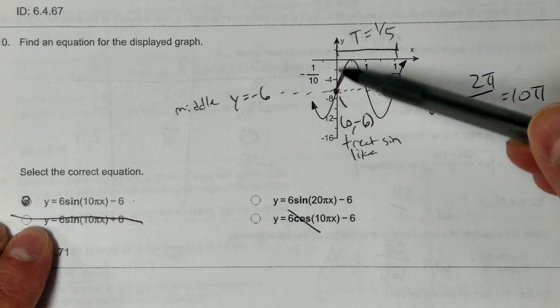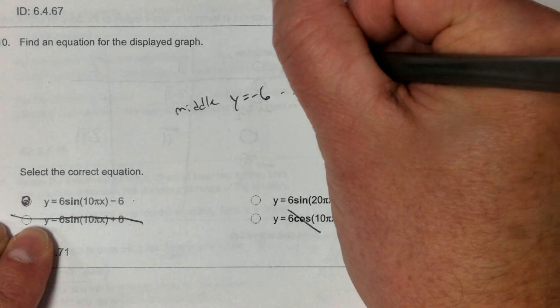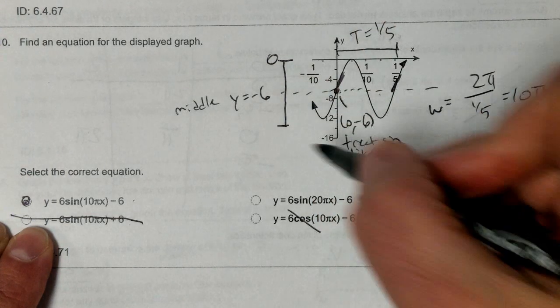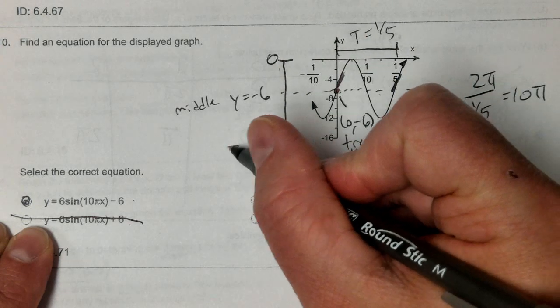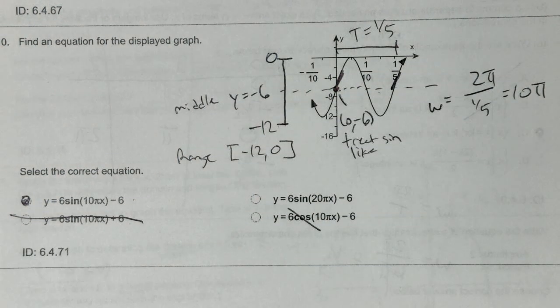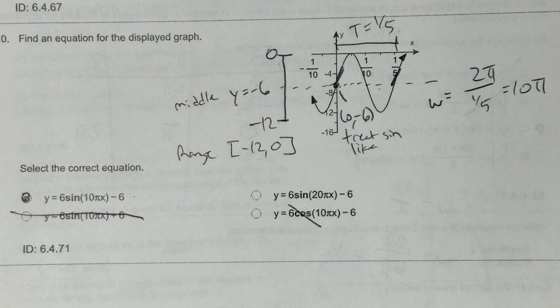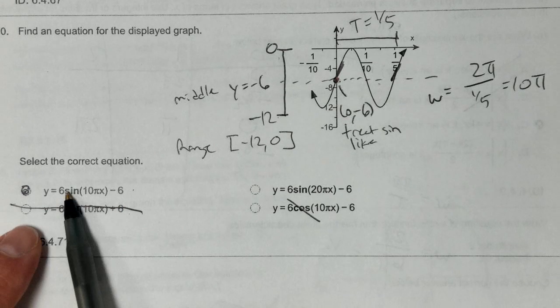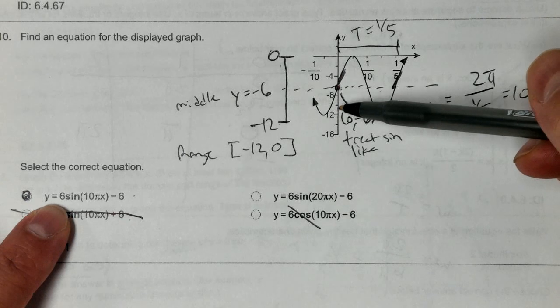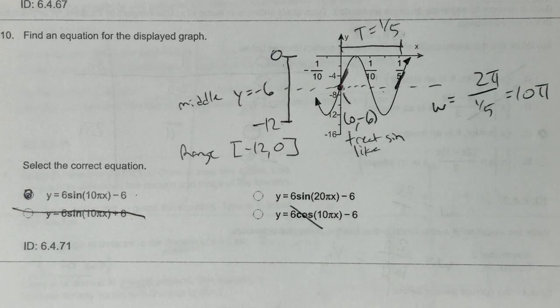And it went from -6 to 6 here. So our range would have been from -12 to 0. Okay, so that's the correct equation. So even though the amplitude is 6, it doesn't mean it goes 6 and then -6 in this case, because we had a vertical translation. It went from -12 to 0. Any questions about that one?